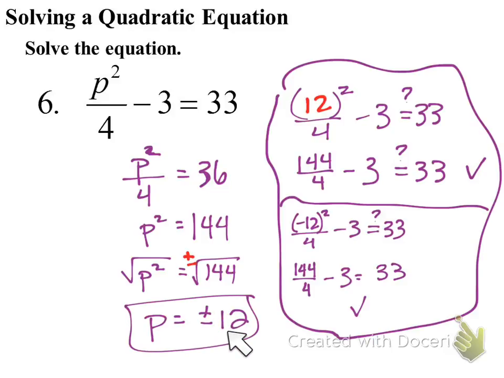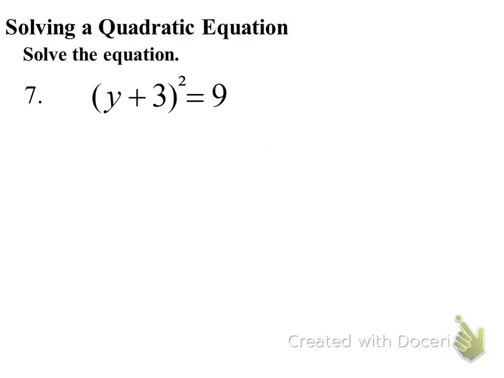Just to recap, a solution to an equation makes the original equation true. So positive 12 and negative 12 both checked out. Second to the last example.